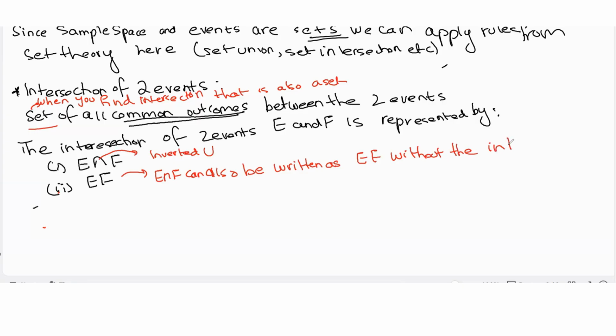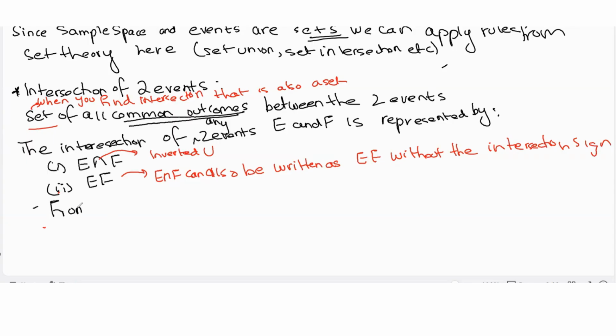So the intersection of two events is the set of all common outcomes between them. For any two events E and F, the intersection is represented using an inverted U sign, or we can also write it without the intersection sign. So let's look at an example. We're going to use example 3 here.